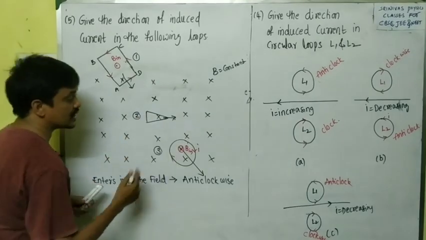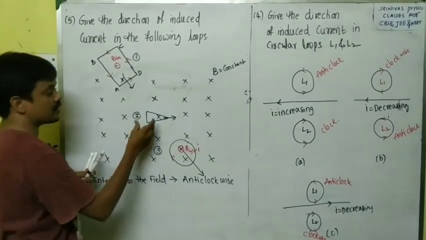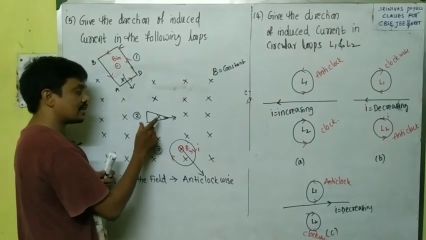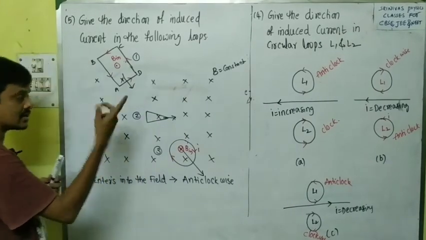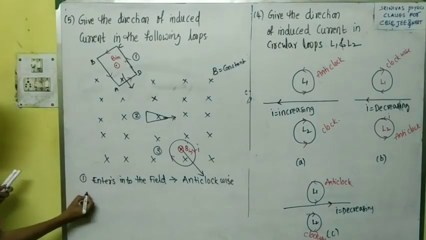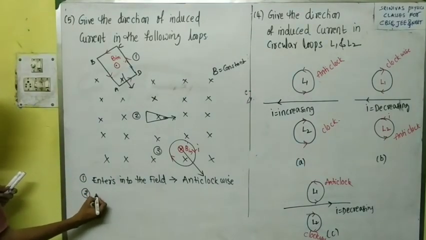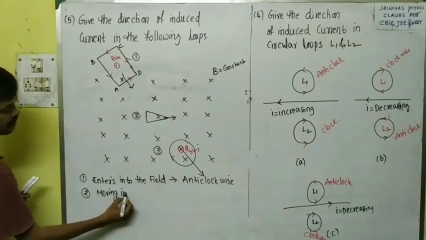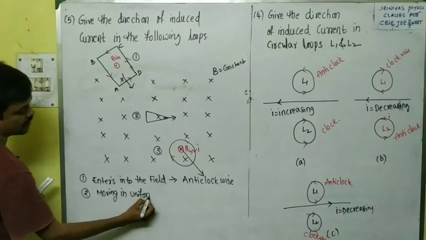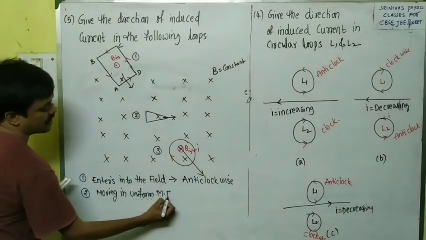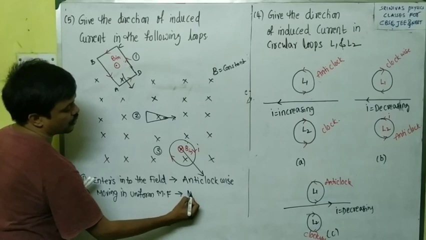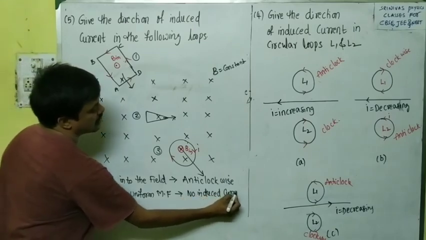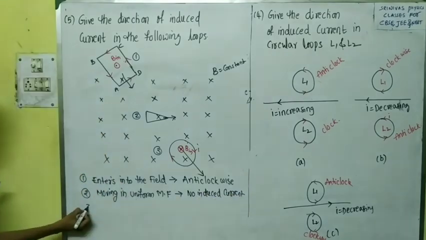The second one is moving in the magnetic field only. When it is moving in the magnetic field, the field is constant, so the flux is constant. When the flux is constant, the induced current is 0. This is the first case. The second one is moving in a uniform magnetic field. When it moves in a uniform magnetic field, there is no induced current, right? No induced current. And this third loop is moving away, right?